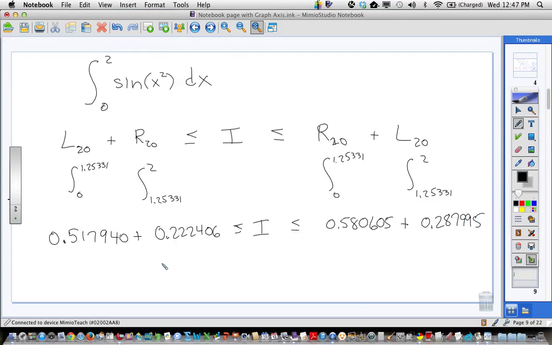All right, and then let's add those up. So you guys over here add the left ones up. You guys over here add the right ones up.